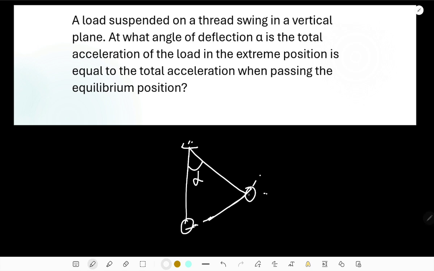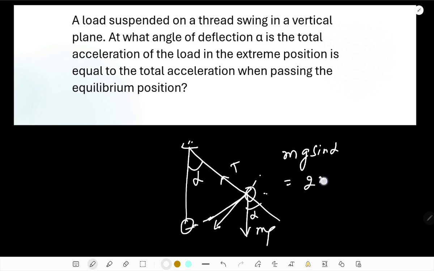In this case, there are two forces acting, tension and the force of gravity, and this angle is alpha. So the tangential force, not acceleration, the force along the tangent, is simply mg sine alpha. And I would like to write it as 2 mg sine alpha by 2 cos alpha by 2, because I want to solve this problem, nothing else.